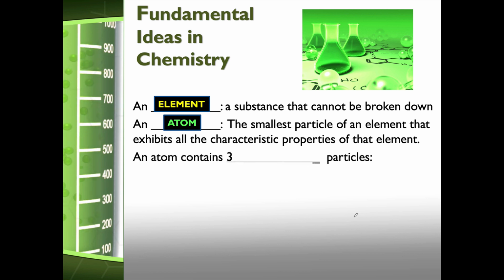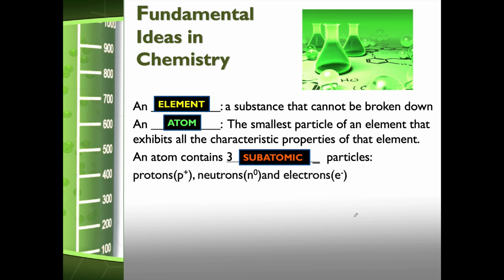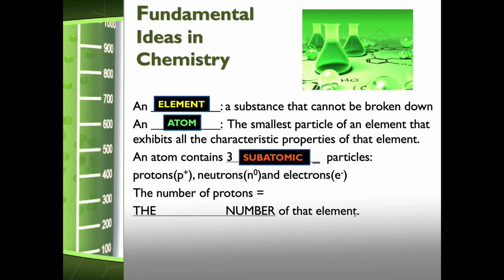Now, we had said from the first couple of slides that atoms contain 3 subatomic particles. Get used to hearing that phrase, subatomic, smaller than atom. And those were the protons, the neutrons, and electrons. A little bit of repeat information here. Now, something we can add about the number of protons is that the number of protons equals what we call the atomic number of an element.